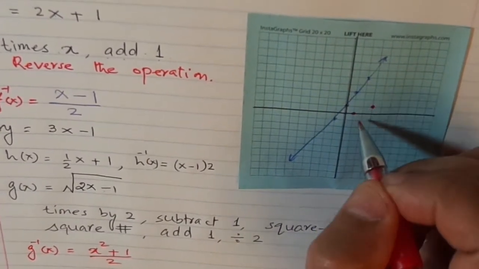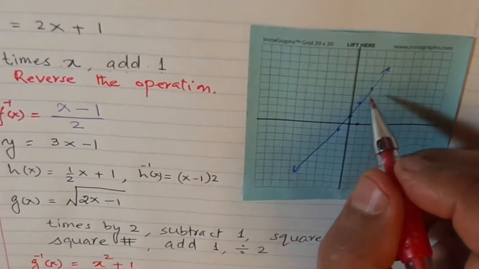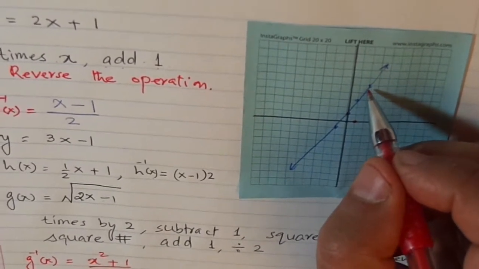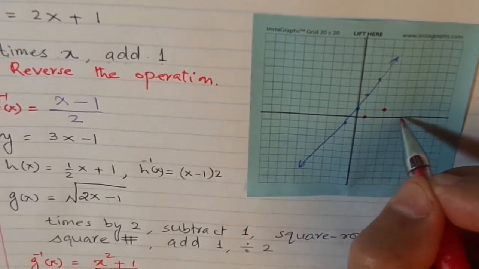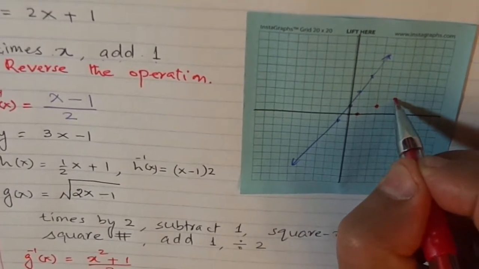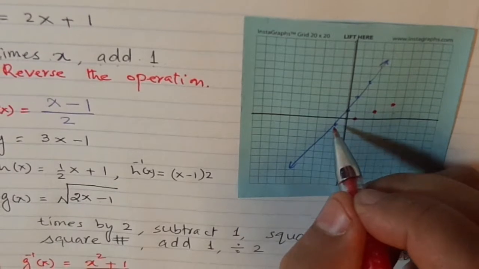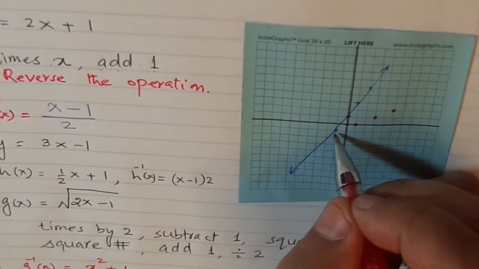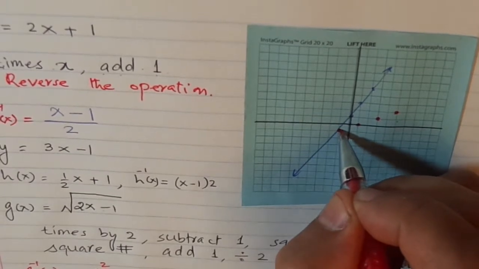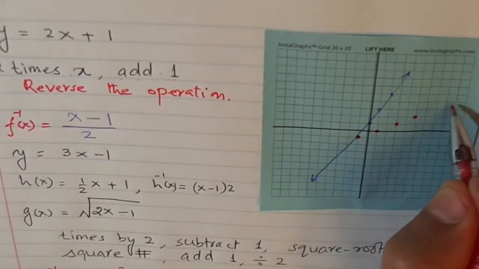Here the coordinate is (2, 5). So (2, 5), when you interchange, becomes (5, 2). So 1, 2, 3, 4, 5, 1, 2. We get this point. This coordinate is (-1, -1), so it remains there, (-1, -1). So we'll join this line.